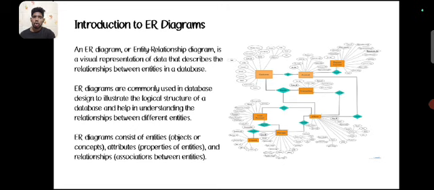Today we are going to talk about the topic ER diagrams. So first, let us come to the introduction to ER diagrams.